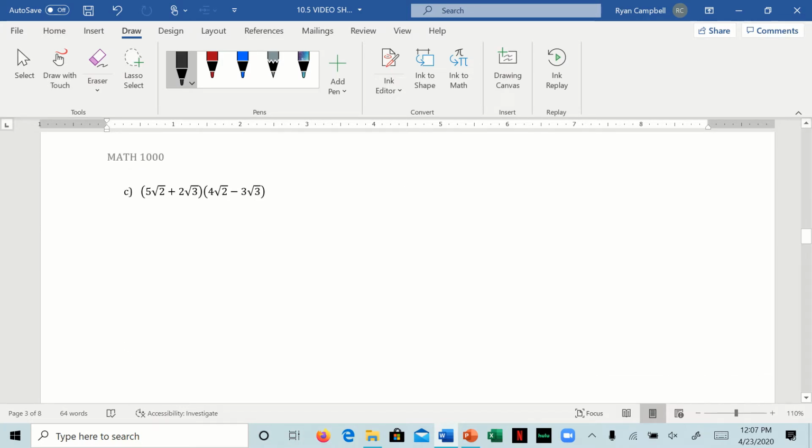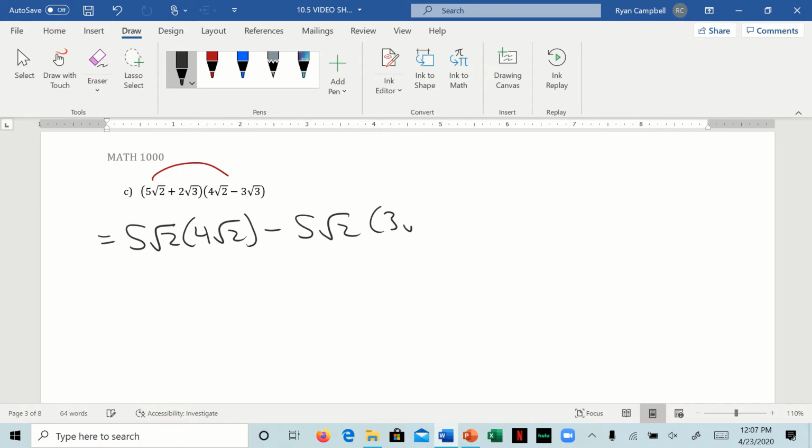Now we have 5 square root of 2 plus 2 square root of 3 times 4 square root of 2 minus 3 square root of 3. So we can distribute. So we get 5 square root of 2 times 4 square root of 2 minus 5 square root of 2 times 3 square root of 3. And then we can do the other one. Plus 2 square root of 3 times 4 square root of 2 minus 2 square root of 3 times 3 square root of 3.